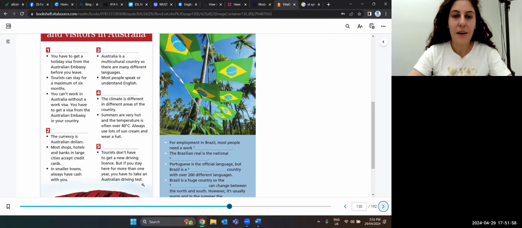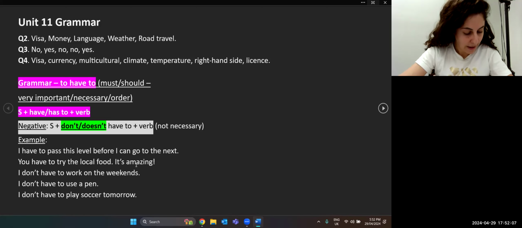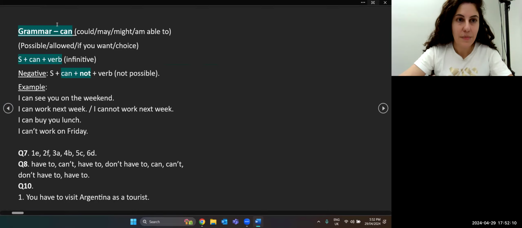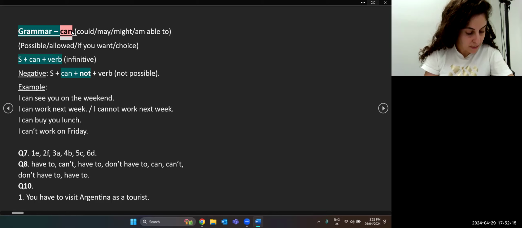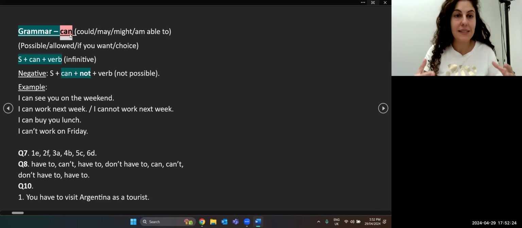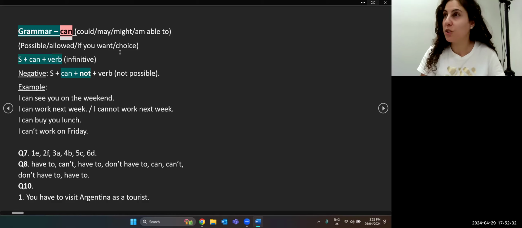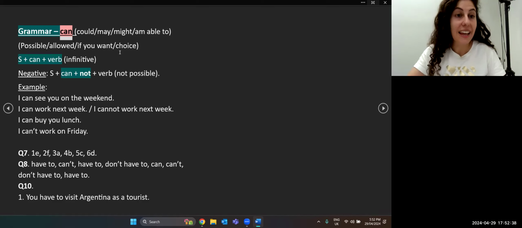Okay, so just a bit more of grammar. You can see they also used can. So we'll talk about can in a moment. You could see they said tourists can stay for a maximum of 6 months. You can't. So negative, you can't. So can, we talked before about have to and must and should. But can is when I'm saying what's allowed. So what is possible? It's like if you want to, you have a choice. Okay, it's not very, very important, but you can, if you want to, you're allowed to do it.